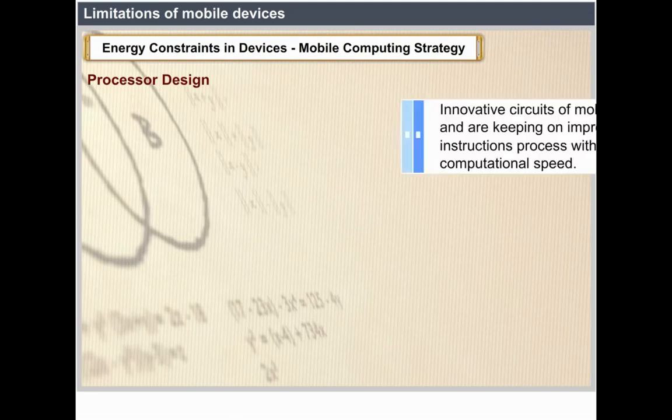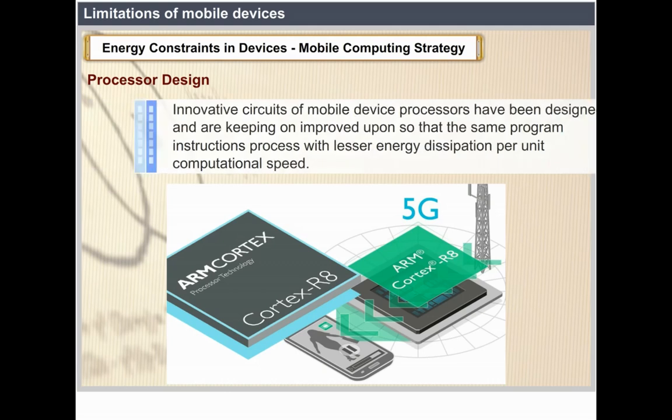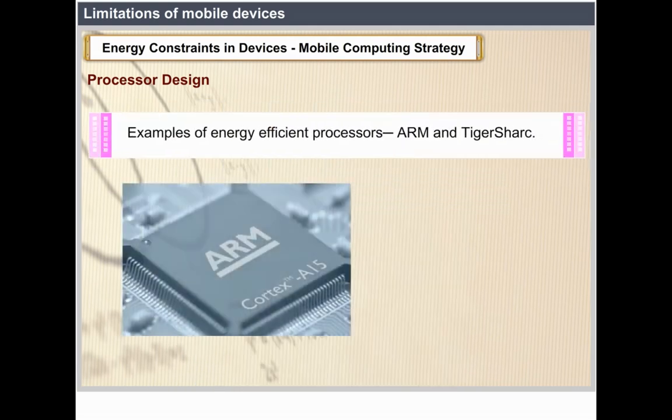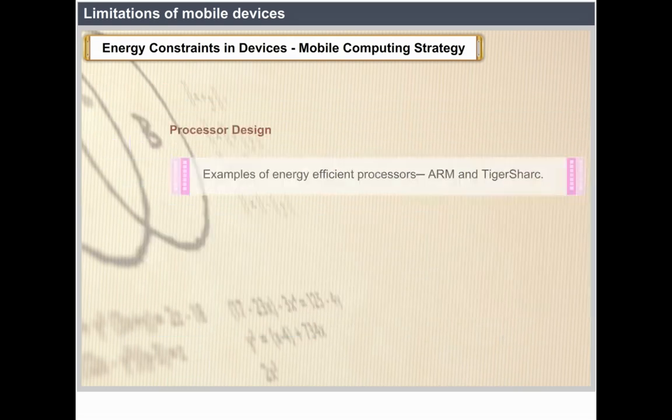Processor design. Innovative circuits of mobile device processors have been designed and are continuously improved upon so that the same program instructions process with lesser energy dissipation per unit computational speed. Examples of energy-efficient processors are ARM and Tiger Shark.